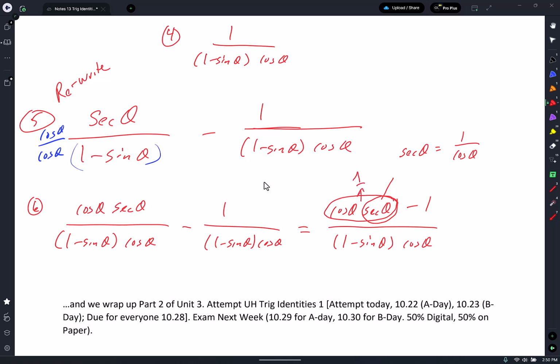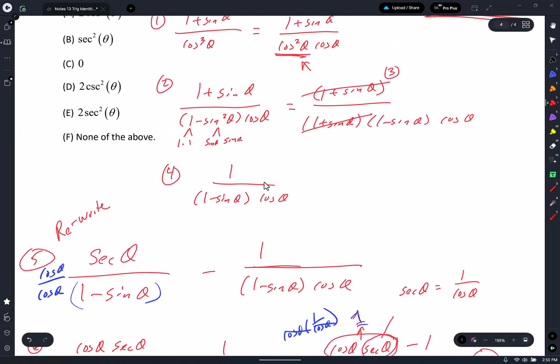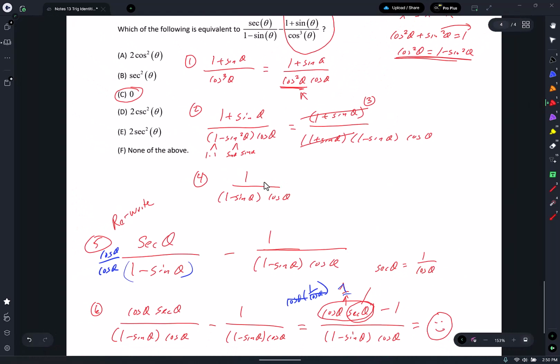Do you guys see that? And just in case you don't see it, I'll write it. Cosine theta, look, cosine theta times 1 over cosine theta. They just cancel out. Just 1. Cool or not cool? What is 1 minus 1? So I have a 0 in the numerator. 0 divided by anything is 0. Do you see how we did it?